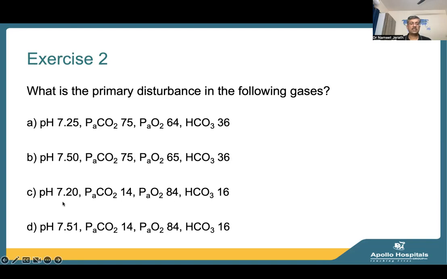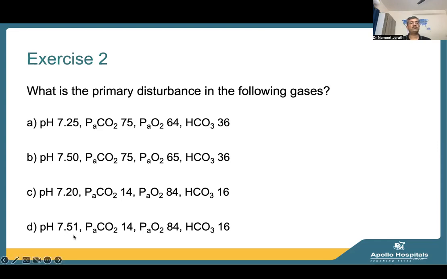Look at this. 7.2 pH, CO2 14, bicarbonate 16. Acidosis can happen only because of drop in bicarbonate or increase in CO2. Here the CO2 is low. So the primary reason here is the drop in bicarbonate, which makes it a metabolic acidosis.